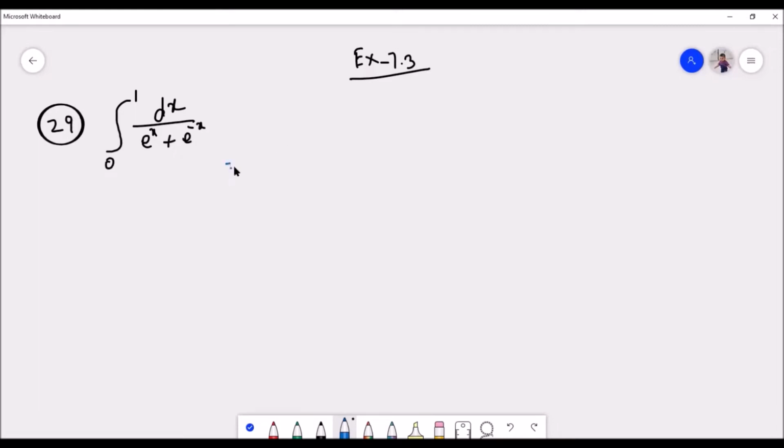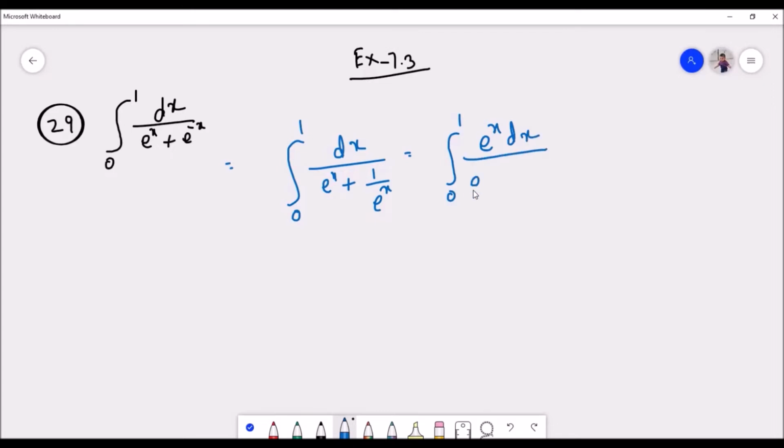First we can rearrange the problem as integration of 0 to 1 dx divided by e power x plus 1 divided by e power x. E power minus x can be written as 1 divided by e power x, which equals integration of 0 to 1. By taking LCM, the numerator will be e power x dx divided by e to the power of 2x plus 1.